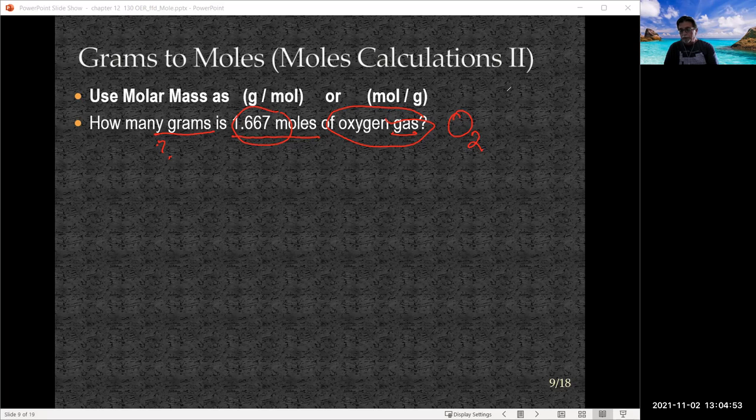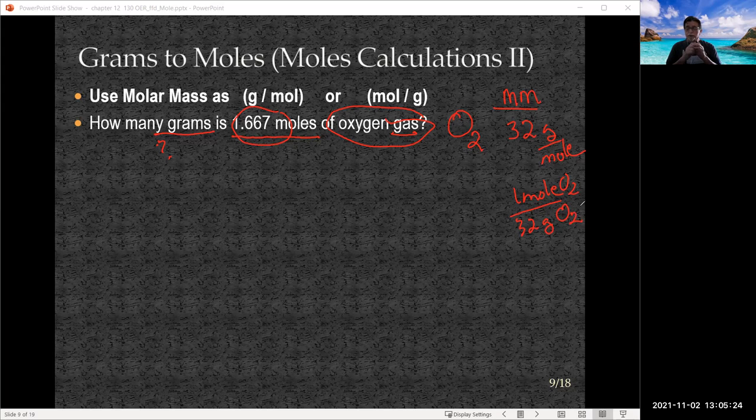Now we need the molar mass. So call it MM of oxygen gas. There's 2 oxygens. Each one brings in 16 grams per mole. So we have a total of 32 grams per mole. We can write it like that, or we can write it like 1 mole of O2 over 32 grams, okay?